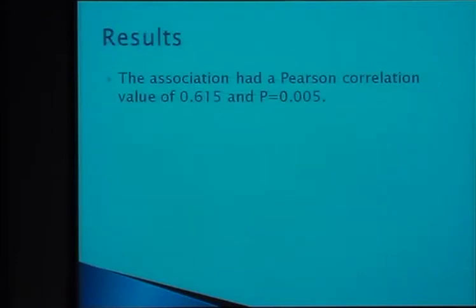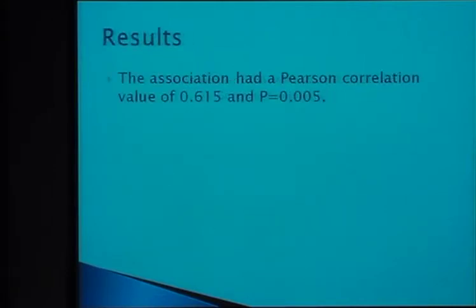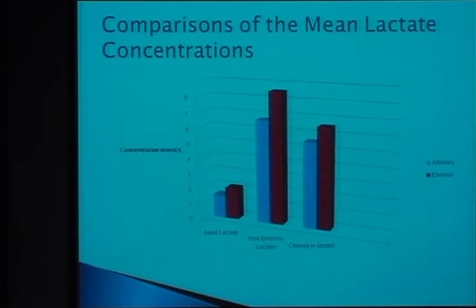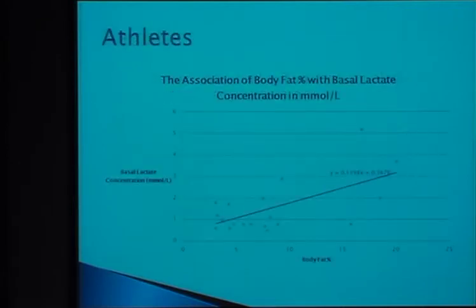Now, the results, as was mentioned before, had a Pearson correlation of 0.615 and a p-value of 0.005. Amazing. And this is for the athletes here. Now, this correlation indicates basically that there is an association with body fat percentage and the basal lactate concentration.